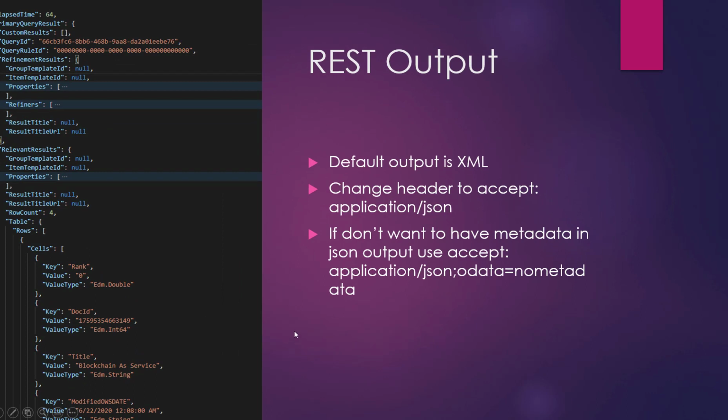The REST output which you get from SharePoint is XML by default, and if you specify JSON, you will get a JSON result. Even in JSON, if you don't want the metadata, you can specify the no metadata option in your header, then automatically you would get only clean JSON, which you can see on the left side.